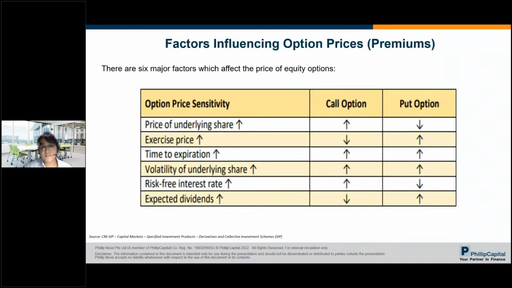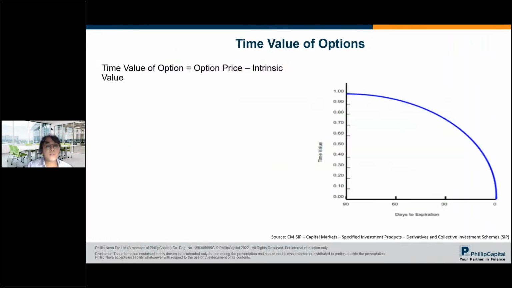So what are the other factors that influence option prices? There are 6 major factors. The price of the underlying and the exercise price essentially represent whatever I've just mentioned. And for today, we'll be focusing mainly on the time to expiration as well as the volatility of the underlying assets. When we talk about time value of options, it's given by this formula over here, which is you take the option premium and then you deduct the intrinsic value. But let's ignore this formula for a moment and just focus on what this time value of options means.